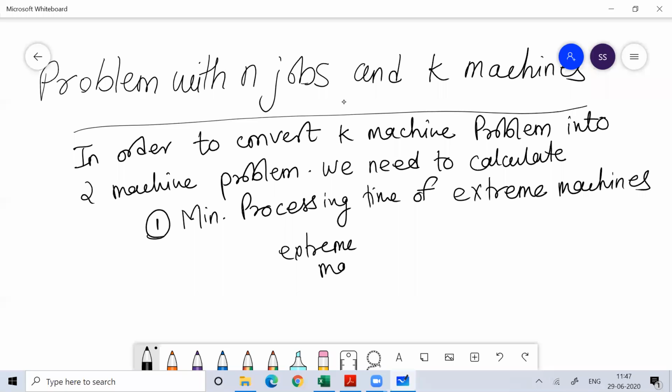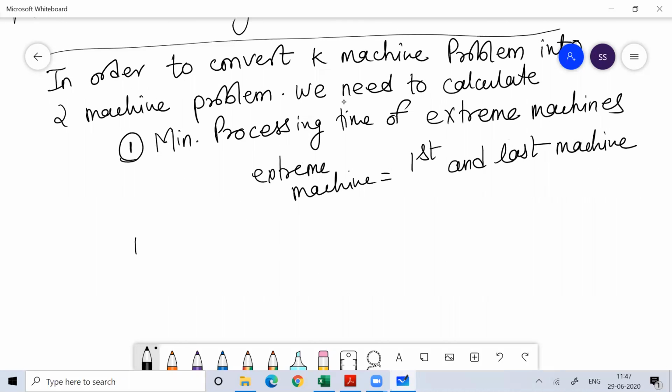Extreme machine means the first and last machine. So I have to find the minimum processing time of the extreme machines, the first and last machine, and this I will compare with the maximum processing time of the remaining machines. Remaining means all the machines that are in between.